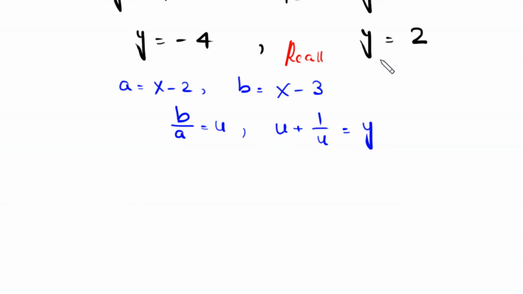When y is equal to 2, then this will become u plus 1 over u equal to 2. Multiply both sides by u. This implies that u squared plus 1 equal to 2u. Move this 2u to the left hand side.